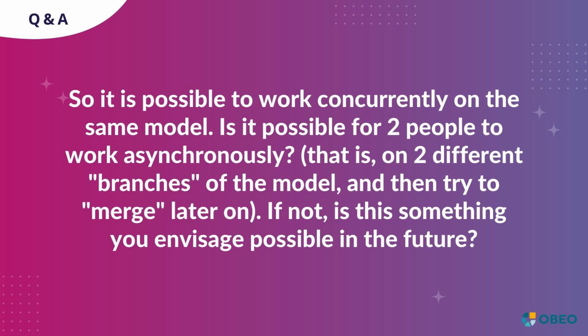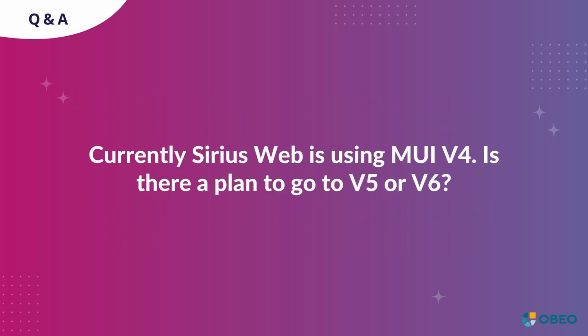Okay, some other question. Currently, Sirius Web is using MUI V4. Is there a plan to go to V5 or V6? We're trying to keep our dependencies on the latest versions. I know that we are not yet on the latest version, but yes, in the future we plan to upgrade to V5 or V6. I don't know when we will do this work, but yes, definitely we will change that.